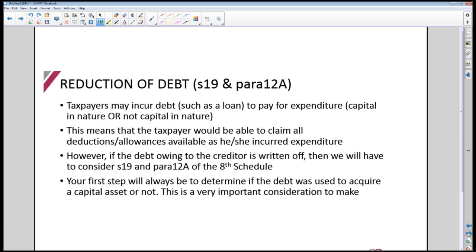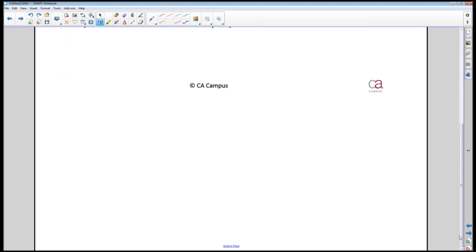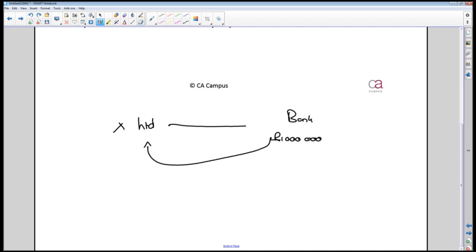So before we go into all sorts of detail, I'm going to try and explain to you what this section is trying to avoid, or what the situation is here. Let's assume that we have a company called X Limited. X Limited goes to the bank and gets R1,000,000 from the bank. It's like a loan. It takes that money and pays for something which it can claim a deduction for.